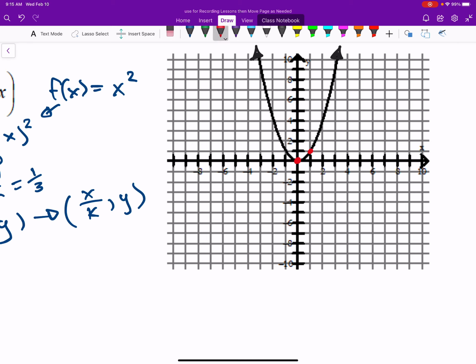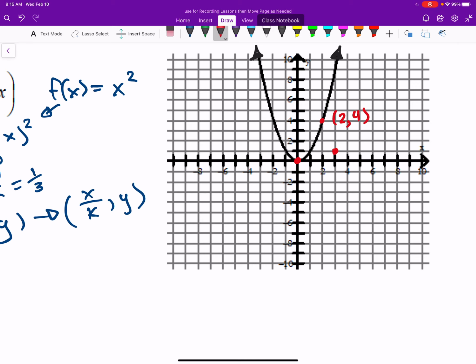What about this point? Again, (1, 1). If I divide the x value by 1/3, that's really awkward to see, 1 divided by 1/3. But remember, dividing by 1/3 is the same as multiplying by 3. So 1 divided by 1/3 equals 3. 1/3 goes into 1 3 times, doesn't it? So my x value becomes 3, while my y value stays the same. So having this k value of 1/3 is making my whole graph spread out more, 3 times as wide.